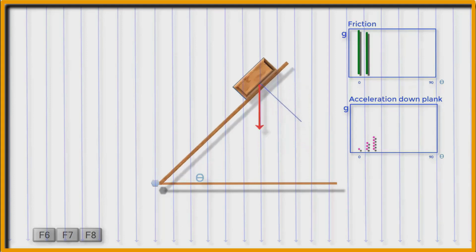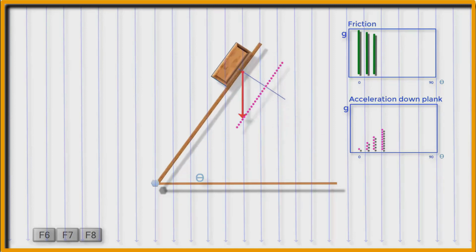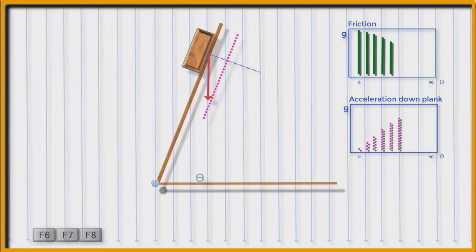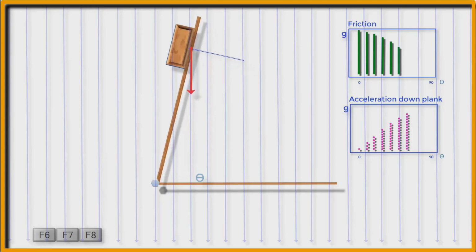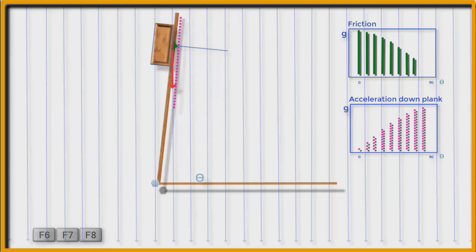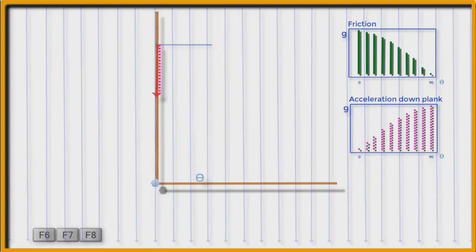This time we'll assume the friction is enough so the block won't drop until theta is 90 degrees. The green vector is reducing as theta is increasing. The number of pink dots between the vectors is increasing as theta is increasing. We see that friction is a cosine function since it decreases as theta increases, and acceleration down the plank is a sine function since it increases as theta increases.